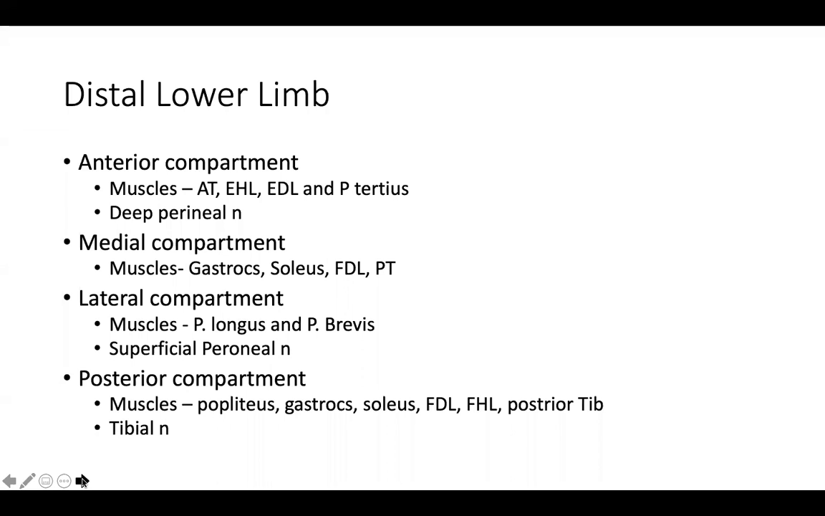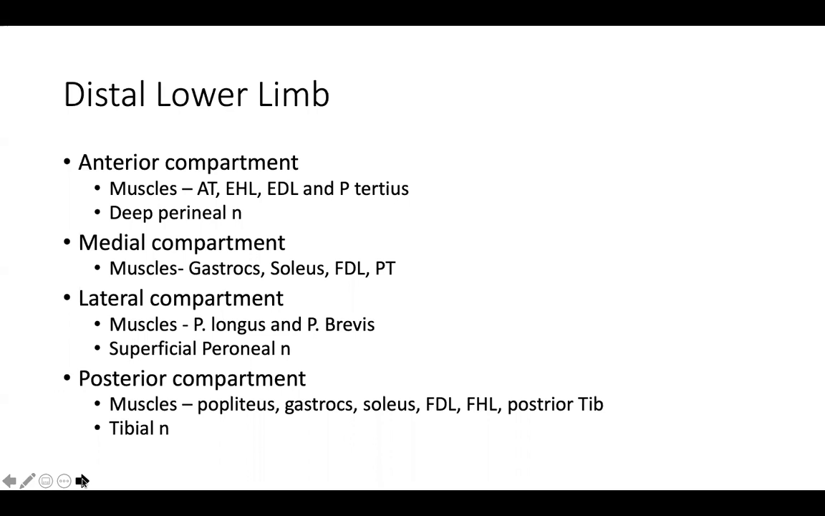So distal lower limb, we can approach from the anterior compartment, medial compartment, lateral compartment, or posterior compartment. When you take a look at the lower limb, if you approach the anterior side, you can see anterior tibialis, extensor hallucis longus, extensor digitorum longus, and peroneus tertius. And then also you can see the deep peroneal nerve and anterior tibial artery.